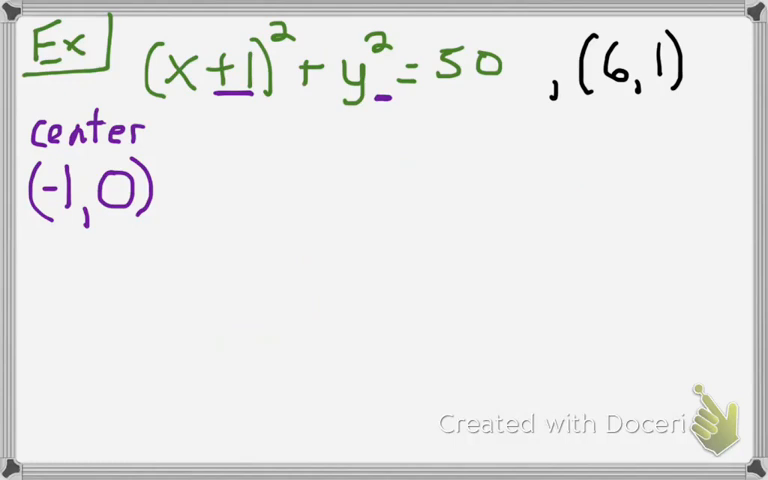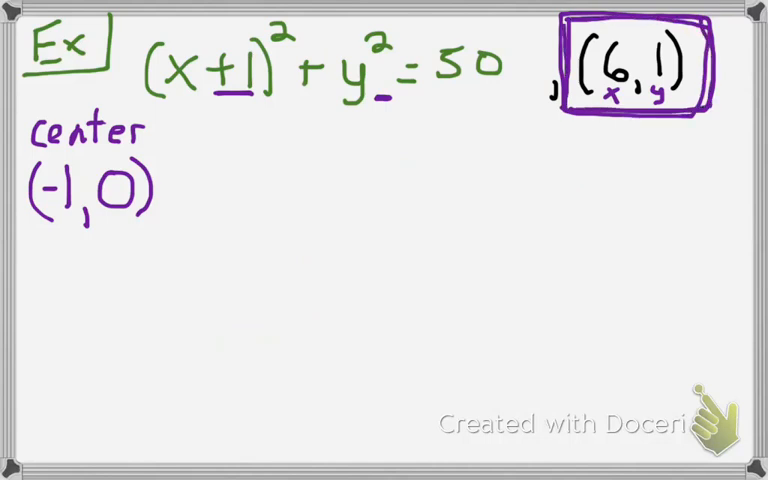Now this point out here is a point on the circle. You could actually plug this in for x and this in for y, and it would equal 50 if I plugged it all in, which I'm not going to, just for time's sake. Now the reason I identified the center of the circle was, we're trying to find a line that touches the circle at one point, a tangent line, through this point right here, 6, 1.